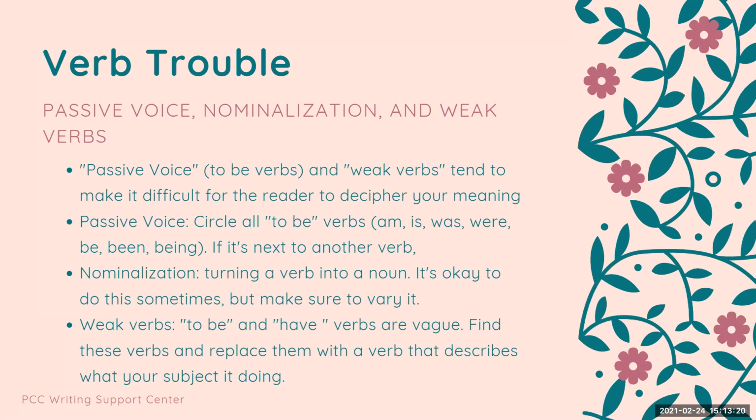Another common style issue that we see is verb trouble. This often appears through the use of passive voice, nominalization, and weak verbs. Passive voice, if you're very familiar with grammar terms, refers to the use of the to be verbs, and it makes it difficult for the reader to decipher your meaning. Passive voice is often used when you're utilizing a lot of the to be verb, and it'll often remove the subject as the main actor of a sentence, and it makes the sentence sound a little convoluted.